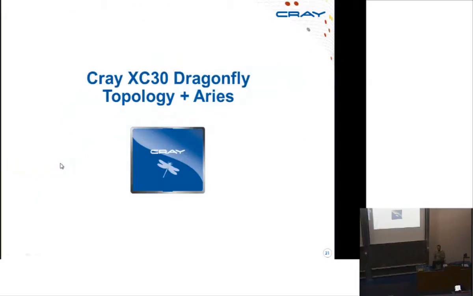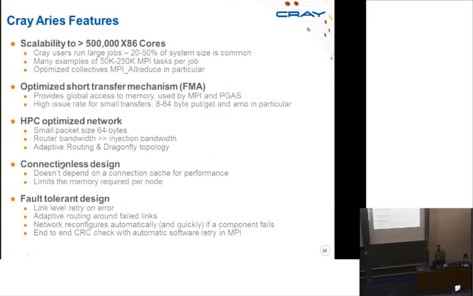So how do we connect these together? Once we've got this dense packing of blades and cabinets, how are we going to push these together? We've got the Aries interconnect. The Aries is an upgrade of the Gemini interconnect, so it has a very common heritage, except there's been a significant improvement in a lot of the fundamental features, and a significant change in the way the actual routers are connected together.